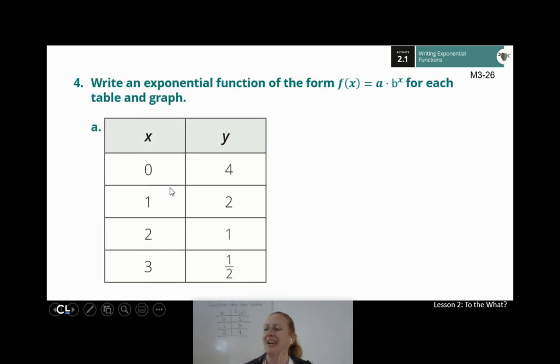Okay. So now that you've got the feel for this, now that you've got the idea of making the function, in this case, we made the table, we made the graph, and then we wrote the function. On page 26, question number 4, I have 4 of these for you. You've got a couple tables, you've got a graph. For each one, table A, table B, table C, graph D, I would like you to write the exponential function for each one. Go ahead and hit pause to work these out. Hit play when you're ready to check your work.